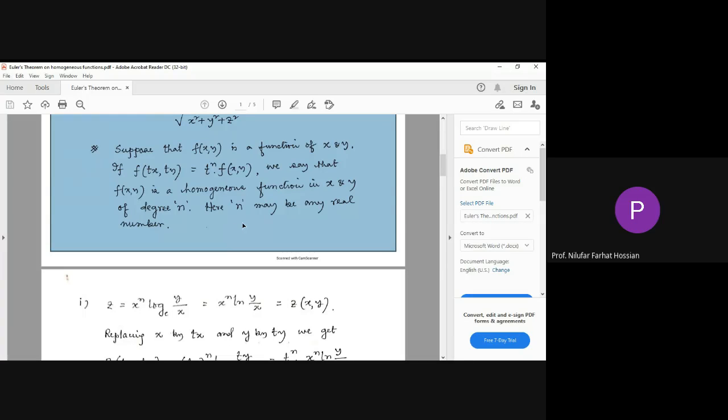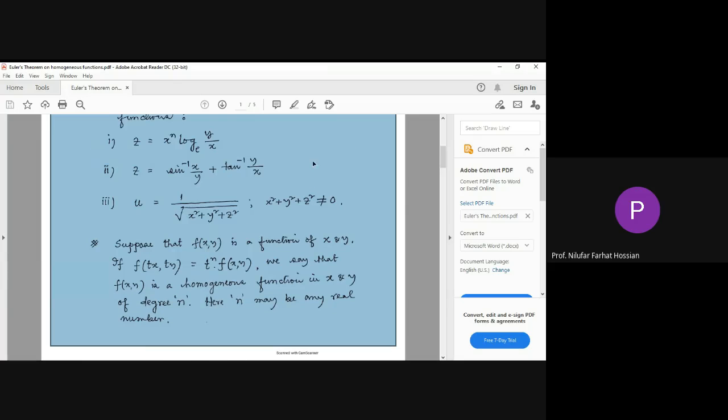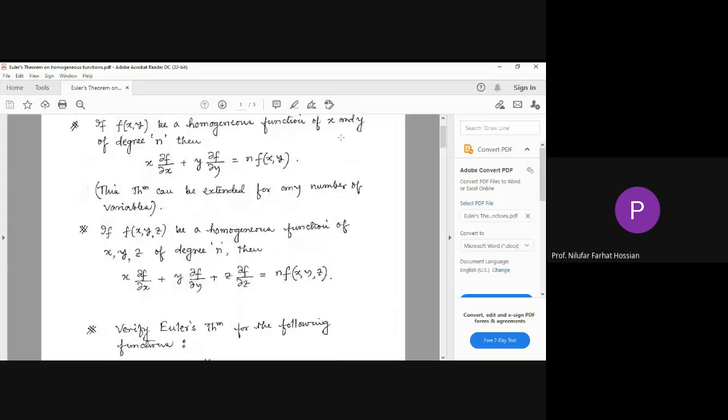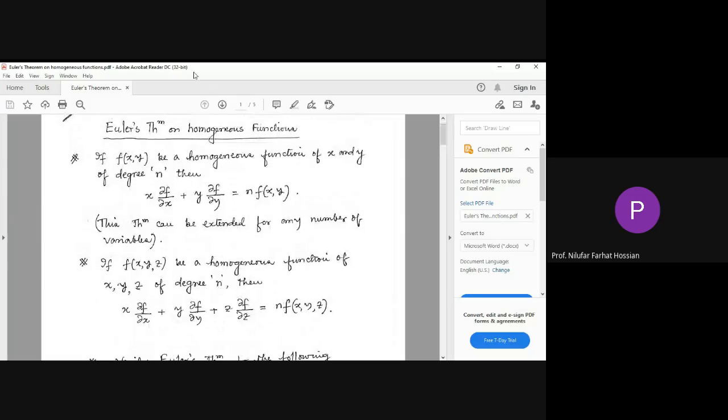This n may be any real number. It may be positive, it may be negative, it may be any rational or irrational number. No problem. Okay. So this is our definition. And there is a very important theorem on this homogeneous function. This is the theorem which is known as Euler's theorem. Suppose that f of x, y is a homogeneous function of x and y of degree n.